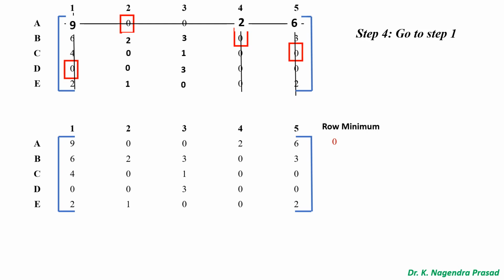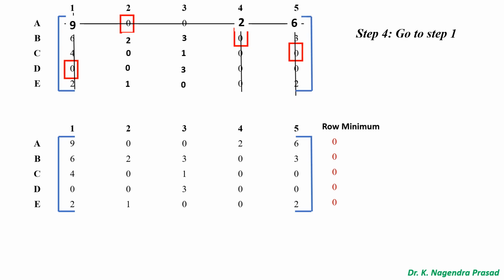That is, in the first row the minimum value is 0, in the second row the minimum value is 0, in the third row the minimum value is 0, and in the fourth row the minimum value is 0. Similarly, in the fifth row also the minimum value is 0. Here observe that all the rows have the minimum value 0. When we subtract this minimum value from the rows, we get the same values in all the rows. Then there is no need for the row reduction.